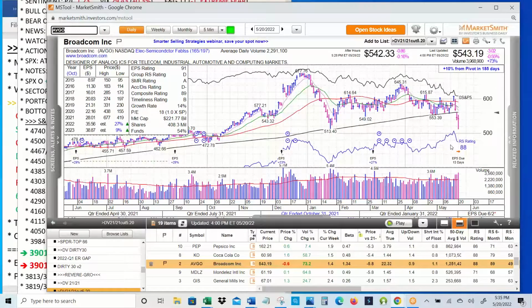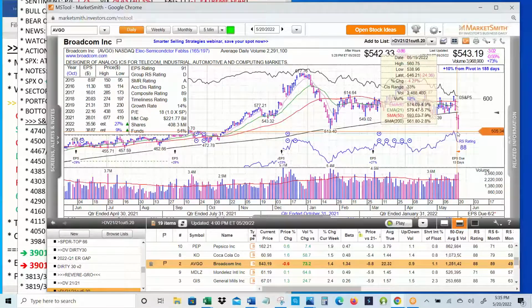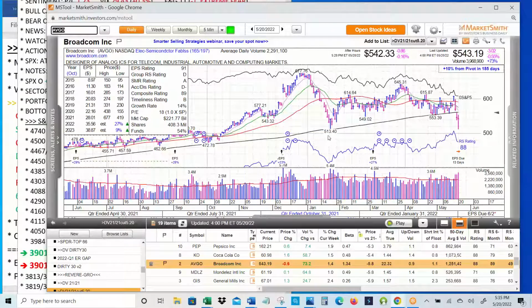One of our favorite chip stocks, Broadcom, just gave it up, broke below the 200-day moving average. Big hammer put in today. This looks like a real serious shakeout all the way down to this 513 level.